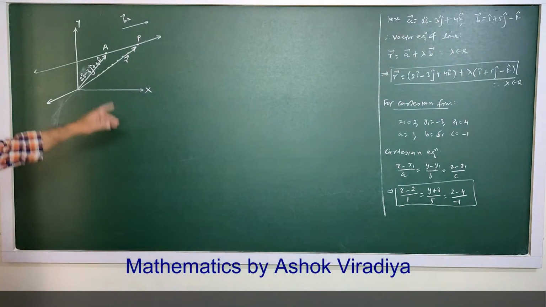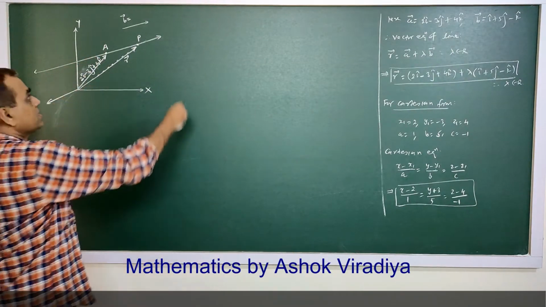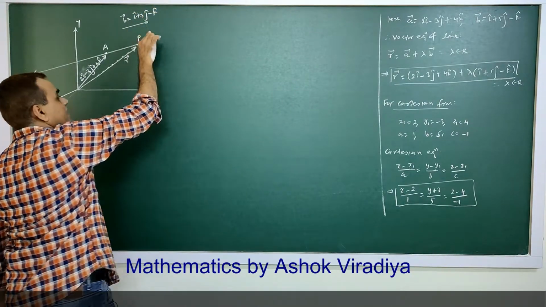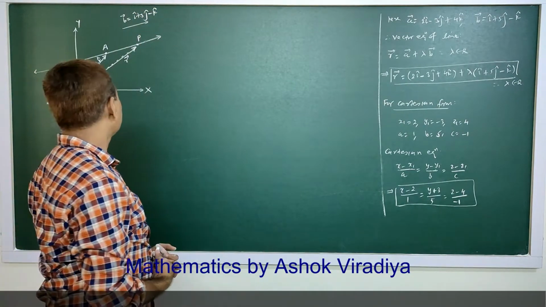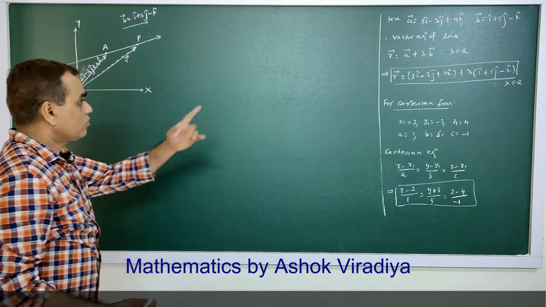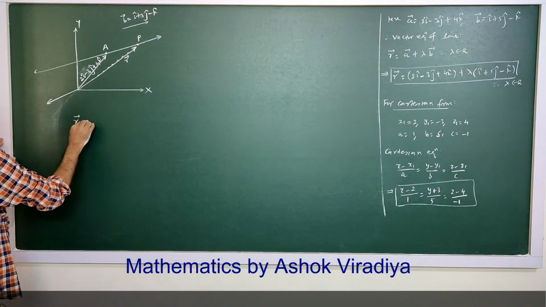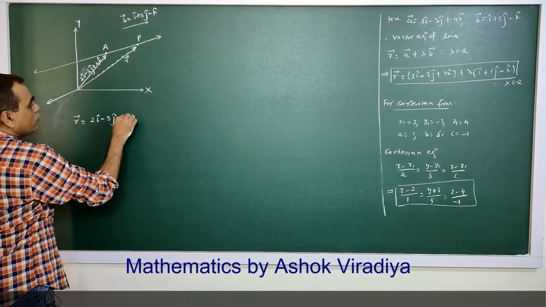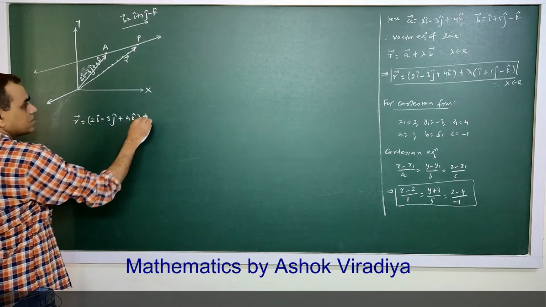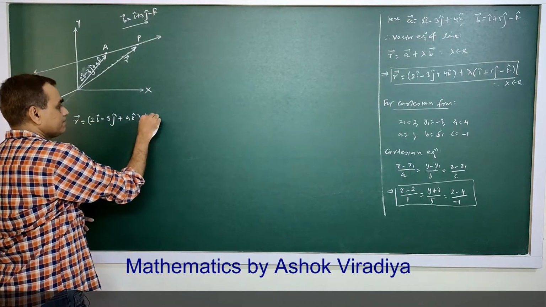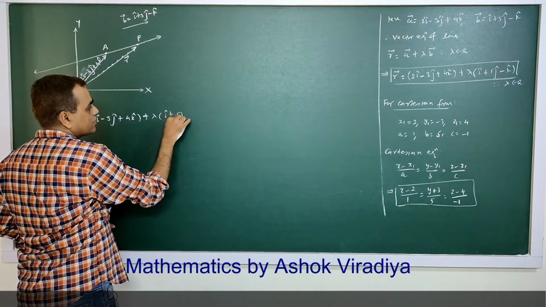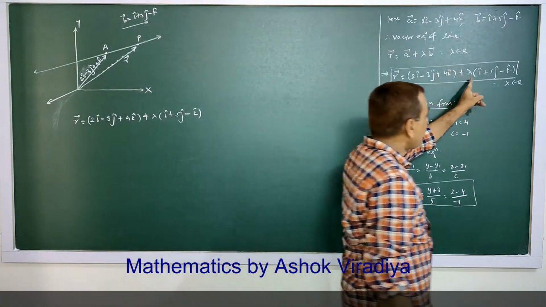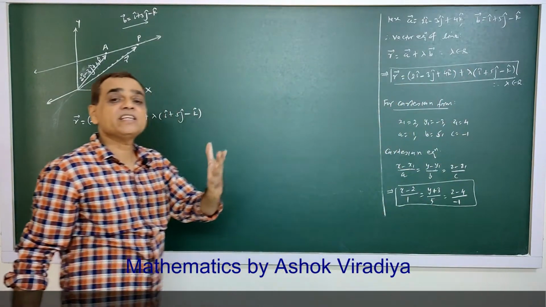And vector B is i plus 5j minus k. So this vector is i plus 5j minus k. Now vector R is 2i minus 3j plus 4k plus lambda times (i plus 5j minus k). Now I am explaining what is the role of lambda. Here lambda is any real number.